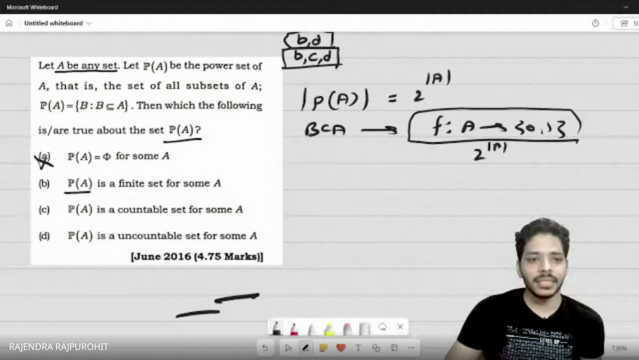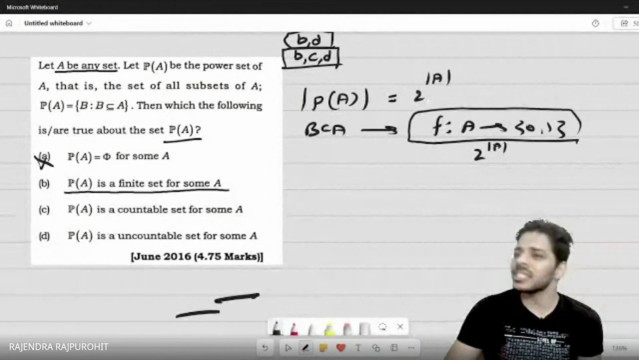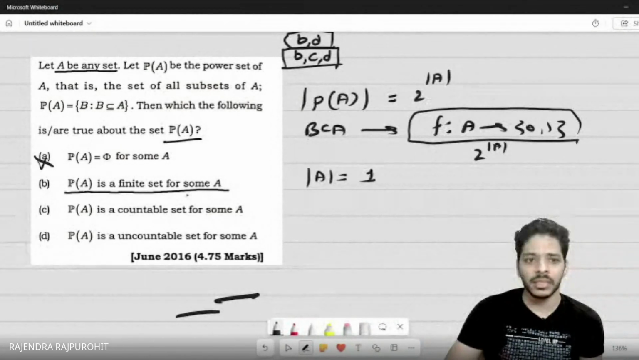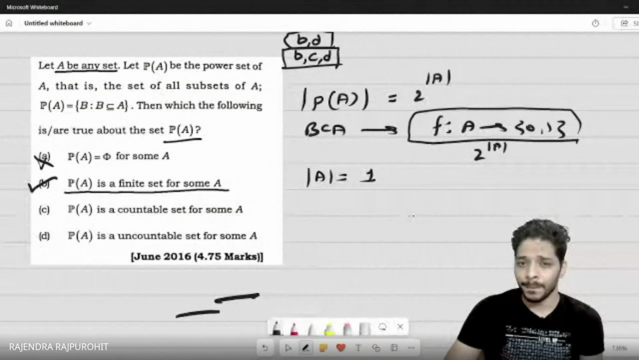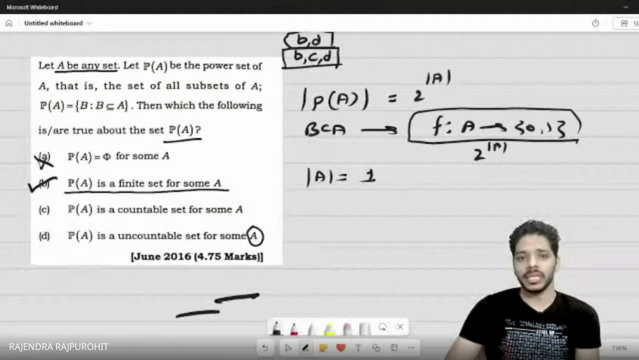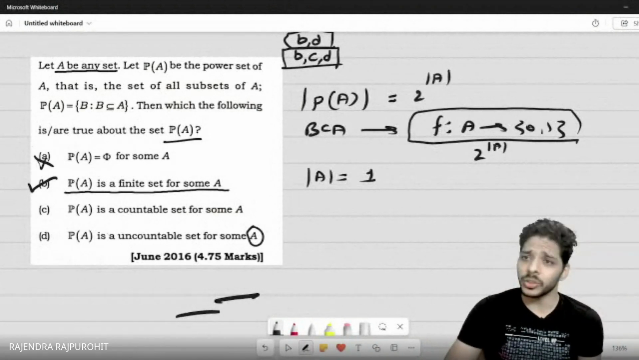Option B says that P(A) is finite for some A, which is obviously true. You can just take A to be a singleton, and that will do for you. Now option C says that P(A) is a countable set for some A, and option D says that P(A) is uncountable for some A. If we take A to be uncountable, then there is no problem at all. If I take the set A itself to be uncountable, then the power set of A is obviously uncountable.